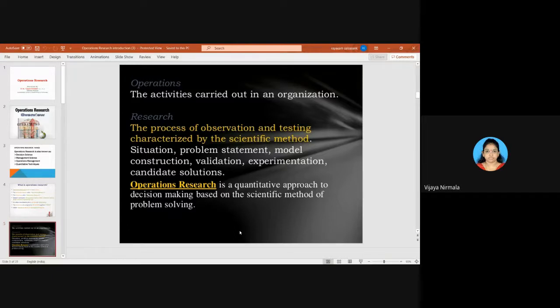And also the experimentations are being done, and finally a candidate will get a solution. That is called a research.